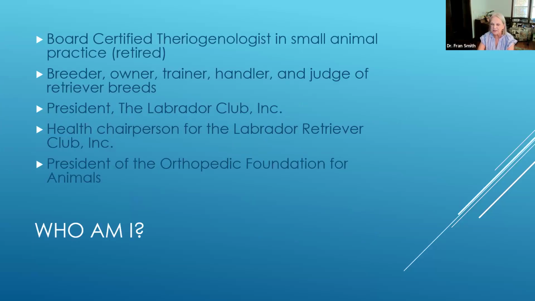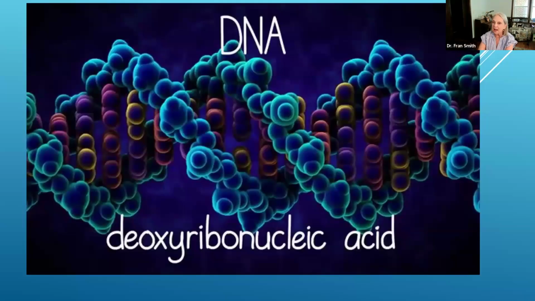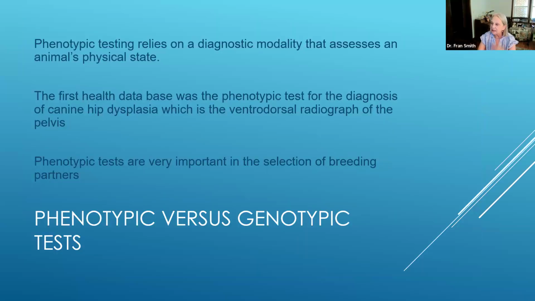I'm the president of the Labrador Retriever Club, health chairperson for the Labrador Retriever Club, and the president of the Orthopedic Foundation for Animals. We're going to touch just very peripherally on the OFA today, but I will tell you that that organization is the champion for all of companion animal health. It's the world's largest animal health database. And this is a beautiful picture of DNA. I did not draw this, it's a stock photo, but it just gives you a semblance of the complexity of DNA. DNA, which is deoxyribonucleic acid, is the basis for all genetic testing.